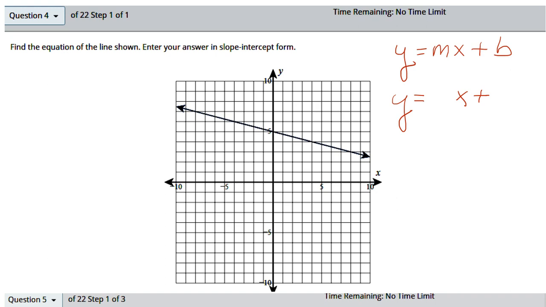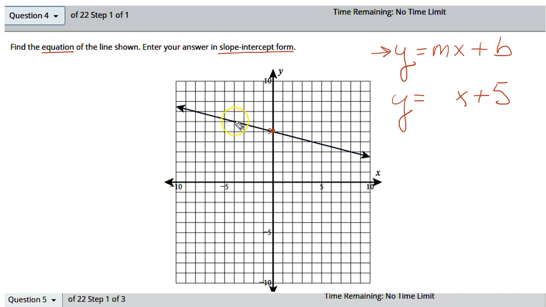Now as we go on to number 4, they're asking us to find the equation of the line and then enter it in slope-intercept form, which is this one right here. So we're looking at the graph, and what do we know just by looking at the graph? Well, our y-intercept is right here, and that's our b value. So I can put that into this formula already. That's going to be where it crosses the y-axis. Now, what is our slope?